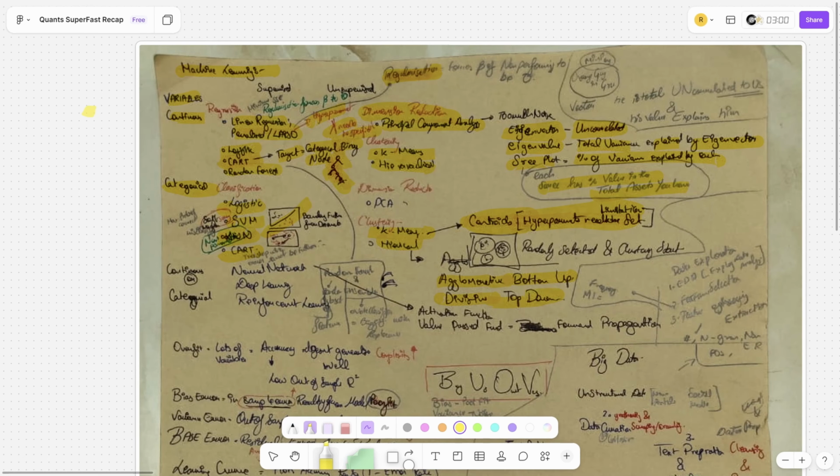And divisive is coming from top down. So from the economy we go down to the country, then from the country down to the states, from the states we come to the districts, then we come to the individual places, like that.